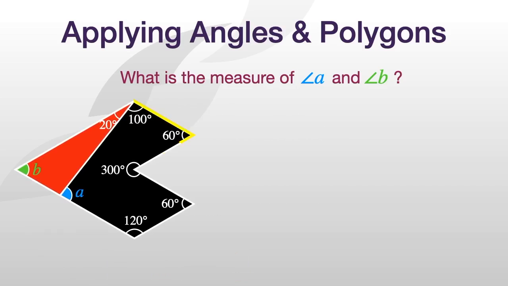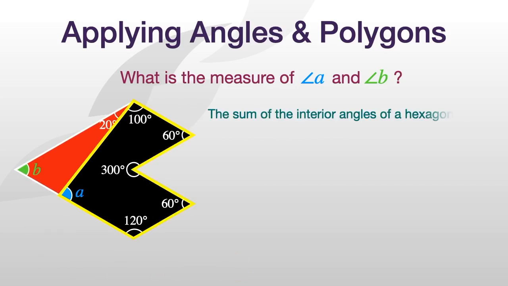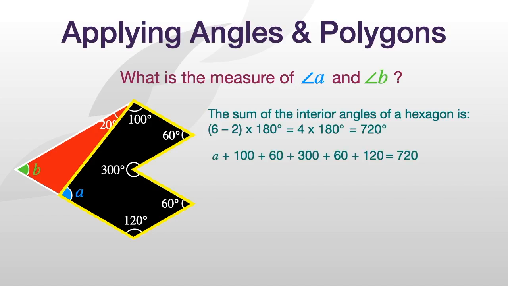The black shape is a hexagon, so it has 6 sides, and the sum of the interior angles of a hexagon is 4 times 180 degrees, and that equals 720 degrees. So if we add up the angles in the hexagon, the sum will be 720 degrees. This means that angle A plus 640 will be 720. So angle A must be 80 degrees.